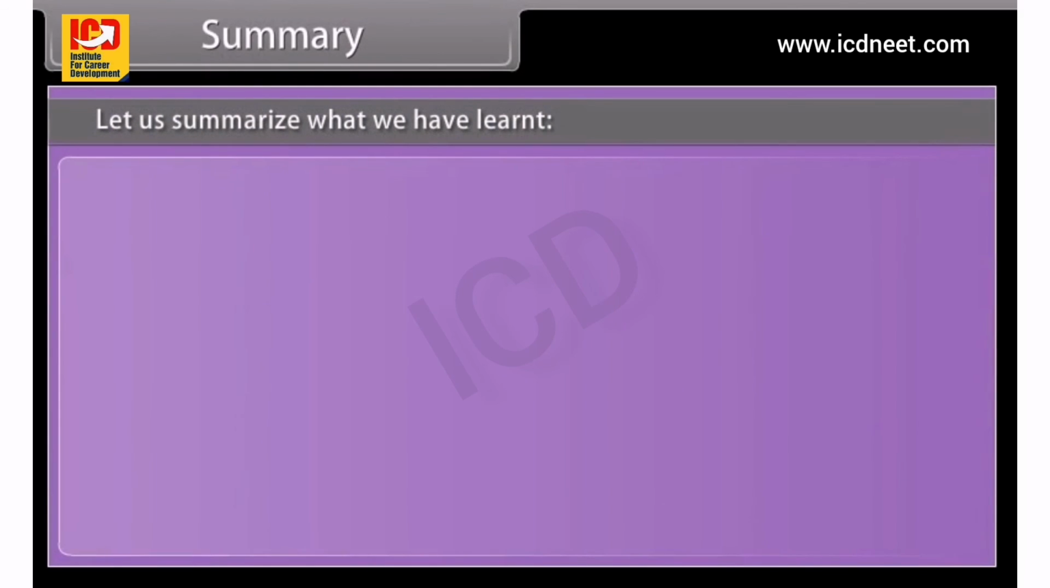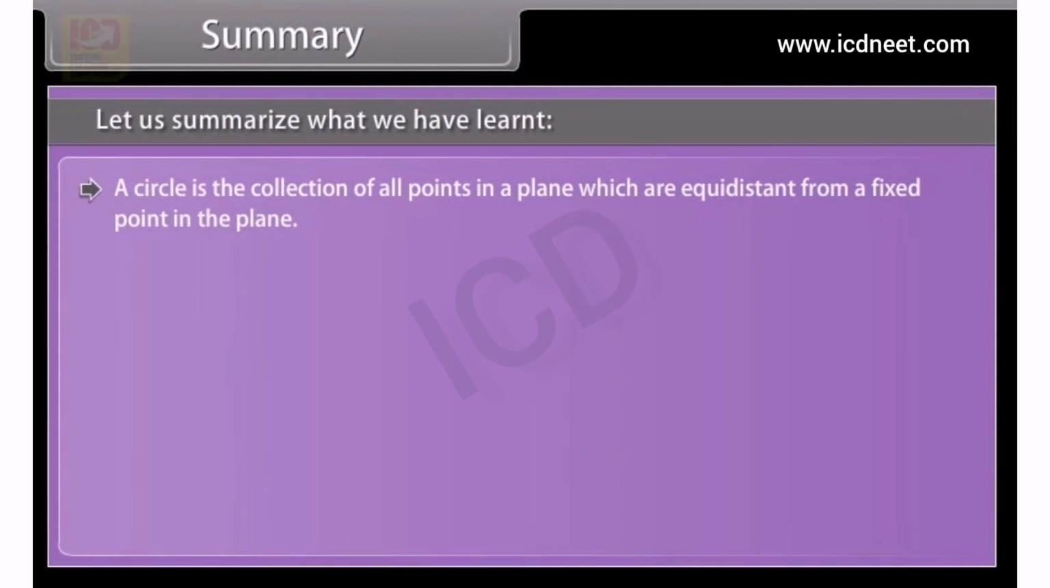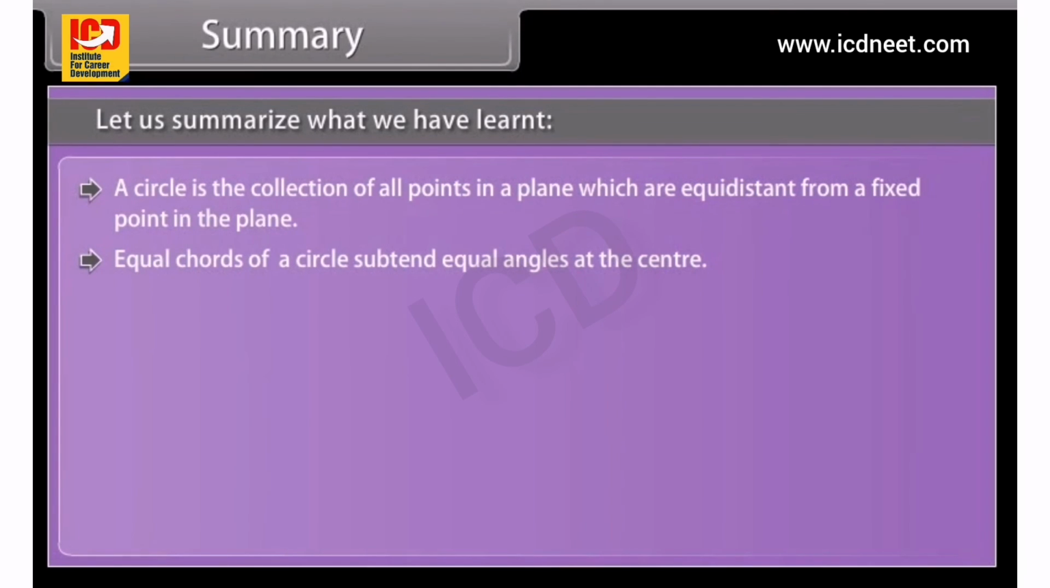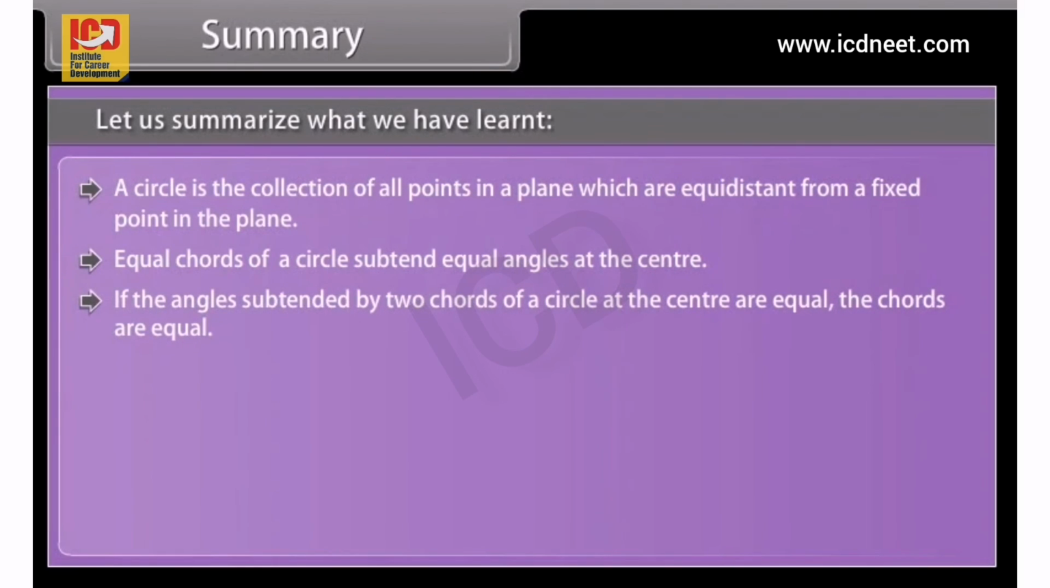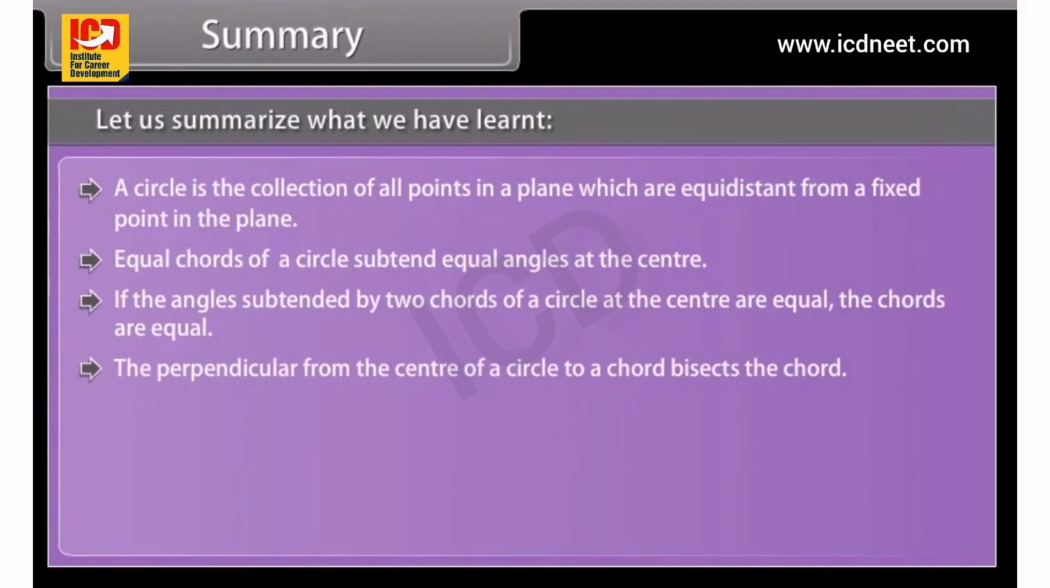Summary. Let us summarize what we have learned. A circle is the collection of all points in a plane which are equidistant from a fixed point in the plane. Equal chords of a circle subtend equal angles at the center. If the angles subtended by two chords of a circle at the center are equal, the chords are equal. The perpendicular from the center of a circle to a chord bisects the chord.